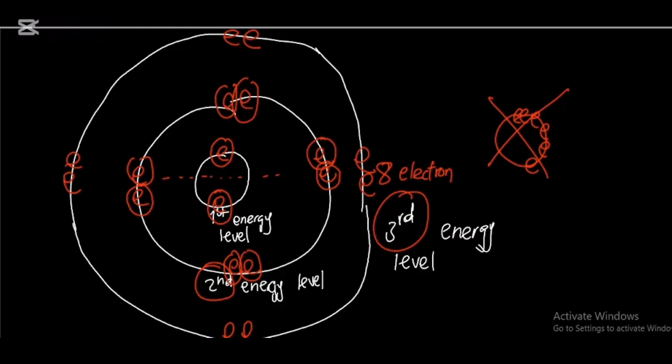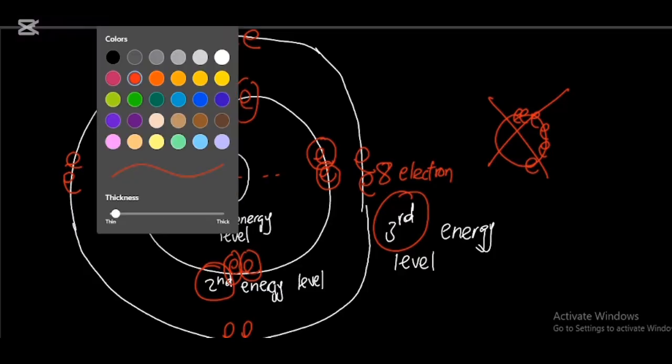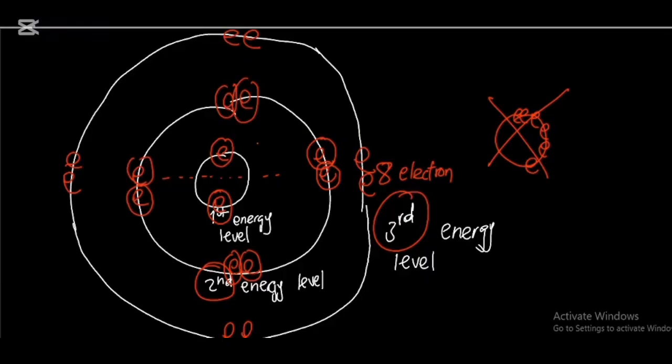Also the fourth energy level will be filled by 8 electrons, except for the first energy level. Always the first energy level is filled by only just 2 electrons.